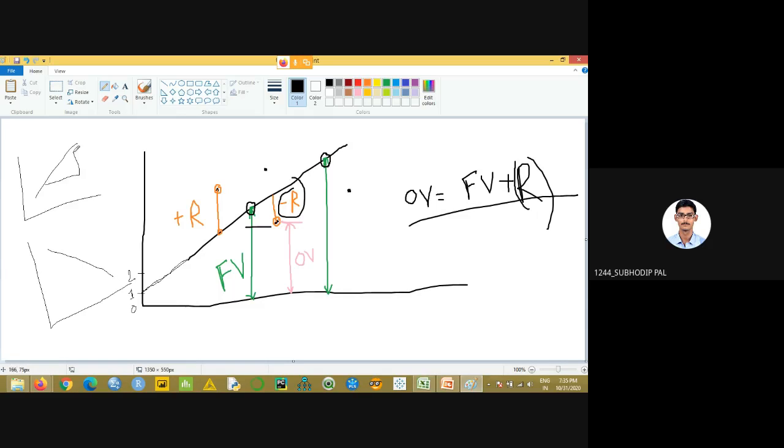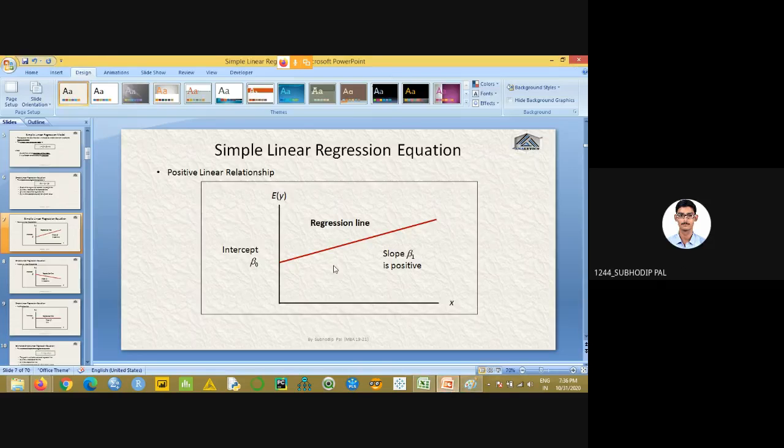How do we calculate slope? This is the slope, right? Tan theta. Tan theta is the slope here, and this is the negative slope here, tan theta. Correct. So what can I see here? Any doubt? Here I can see the slope is positive. That is why the value of beta 1 will be positive here.